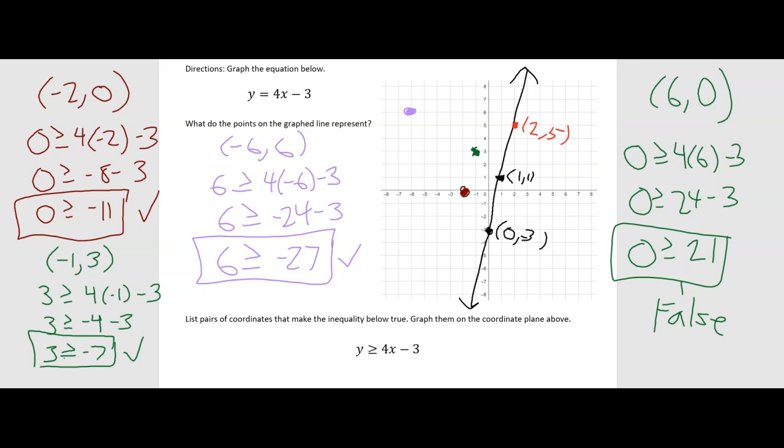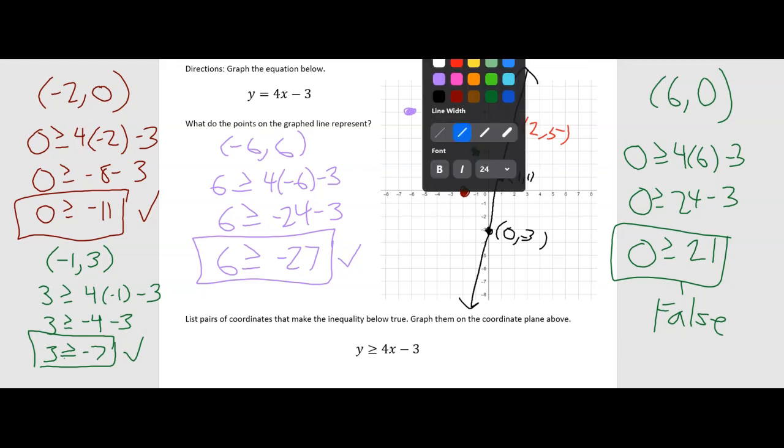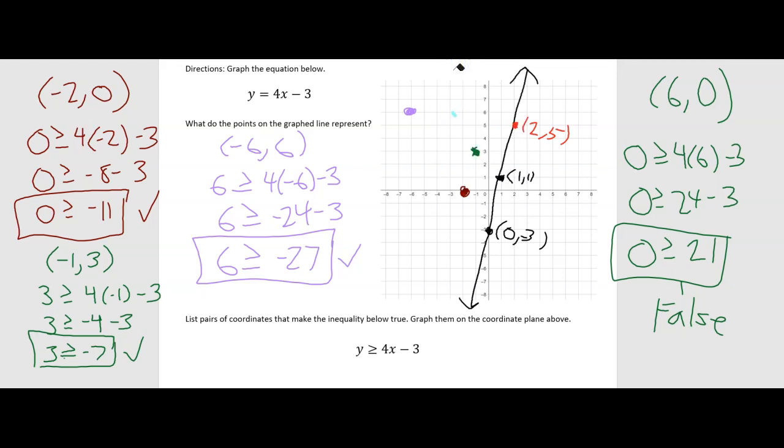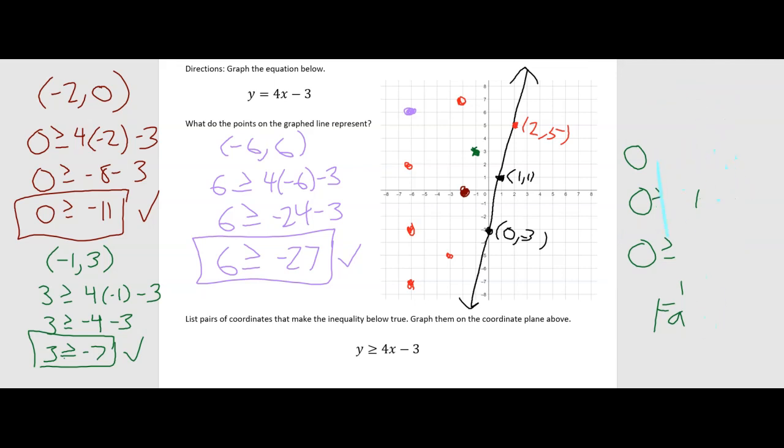So you could keep going, and maybe your points were different than the ones I chose, right? But they should have all fallen on this side of the line. Or they may have fallen on the line, right? Let's actually test one that is on the line, because we've tested some on both sides.